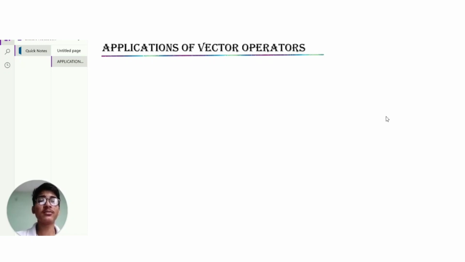So this is the second video where I will discuss the applications of the vector operators. In the first video, we discussed the vector operators and what exactly they are. In this video, we are going to discuss three major applications of the vector operators: the gradient, divergence, and curl. We are going to discuss all three of these applications.